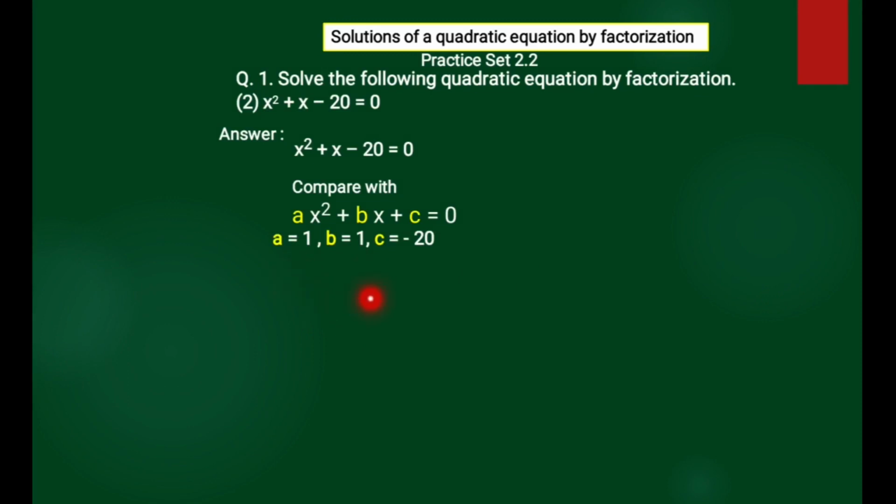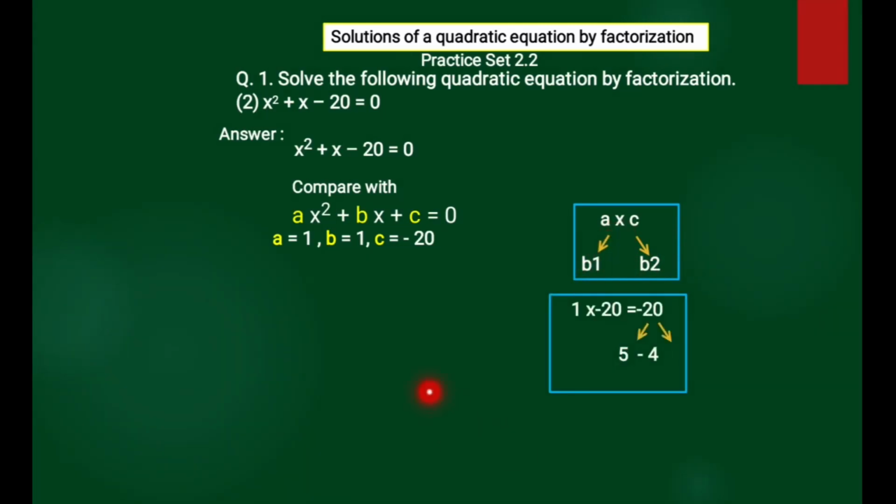First we calculate the product of a into c, that is 1 into minus 20, that is minus 20. We have to split up that a into c in the form of factors b1 and b2 whose sum equals the value of b. So we have to split up this minus 20 so as to get its sum as the value of b, and the product is minus 20. So the factors of minus 20 are 5 into minus 4.